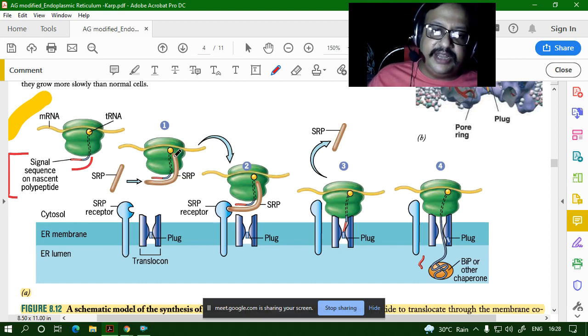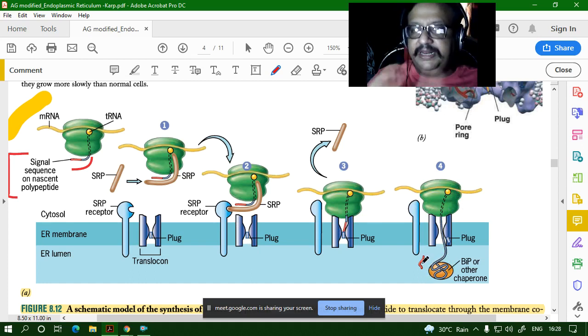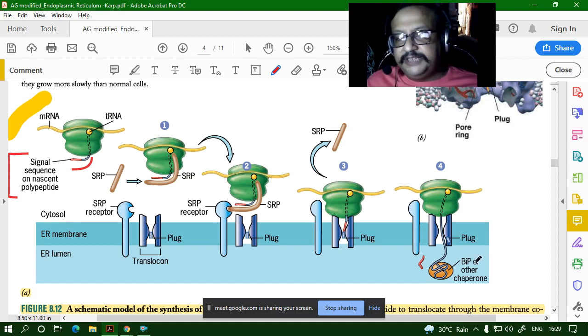Then it binds to the ribosome, and it brings the ribosome to the SRP receptor, which is on top of the endoplasmic reticulum. So the SRP binds to the signal, and then brings it to the SRP receptor, which is present on top of the rough endoplasmic reticulum. And then the rest of the protein synthesis takes place inside the endoplasmic reticulum lumen. And there are chaperones known as BiP and other chaperones which are responsible for this action. So this is the signal hypothesis. I would expect a 5 marks question coming out from here.